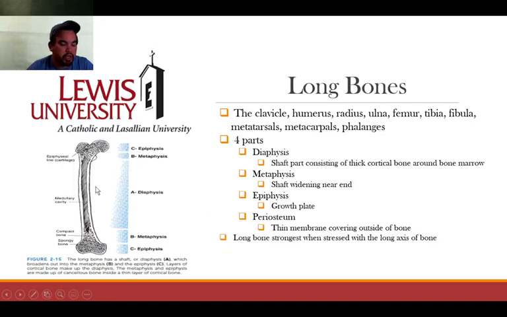It's not pictured on here, but you could almost imagine it as a saran wrap that sits around the bone. The long bone is the strongest when stressed in the long axis of the bone. So when it's loaded top to bottom, okay? That's what that means.